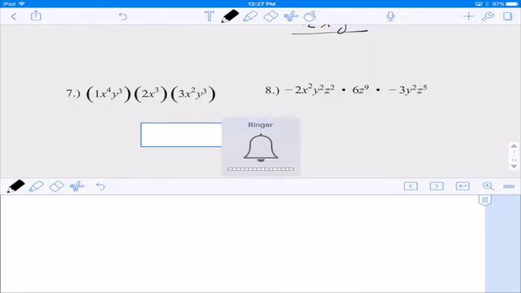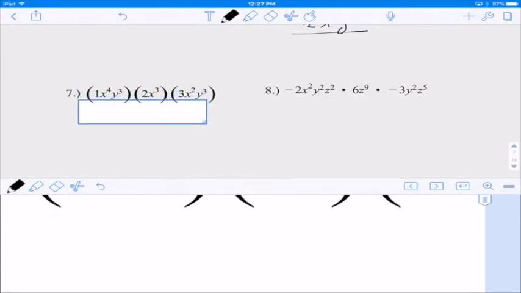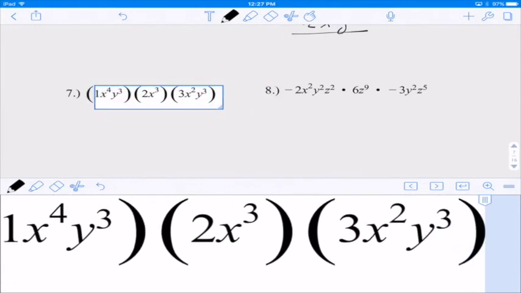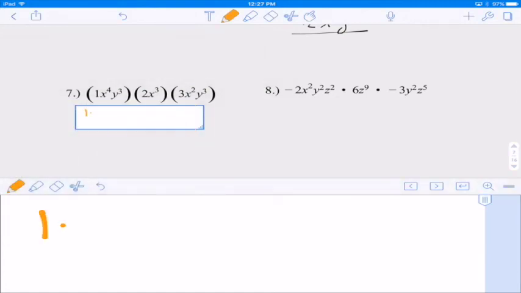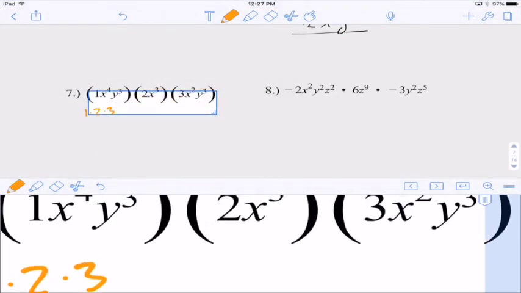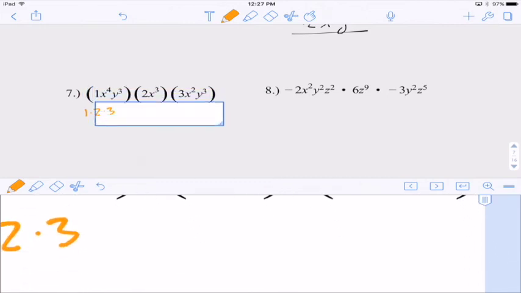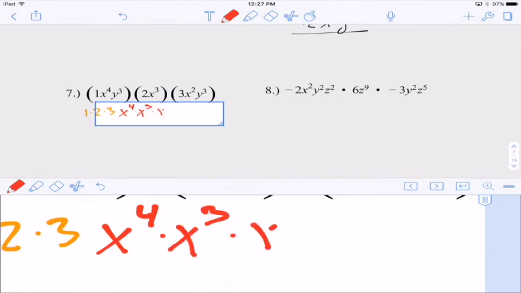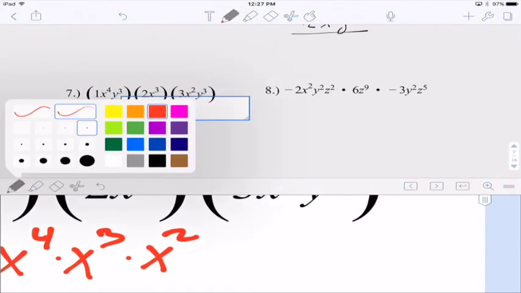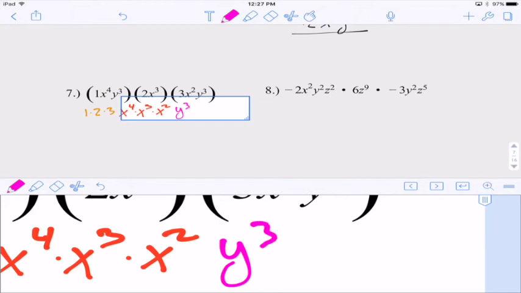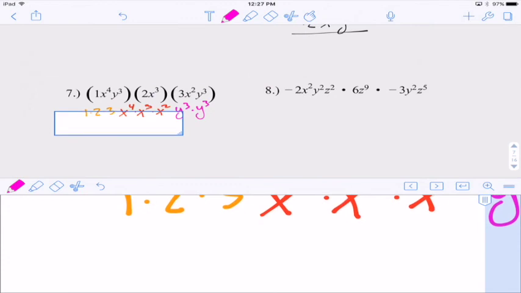Let's do 7 and 8. Now we've got 1, 2, and 3. Those are all my numbers. I'm going to multiply those together first. So I'm going to do 1 times 2 times 3. I'm going to multiply my x's together. So I'm going to do x to the 4th times x cubed times x squared. Then I'm going to do my y's. I've got y cubed times y cubed. And that is everything. Well, now I've just got to put it all together.